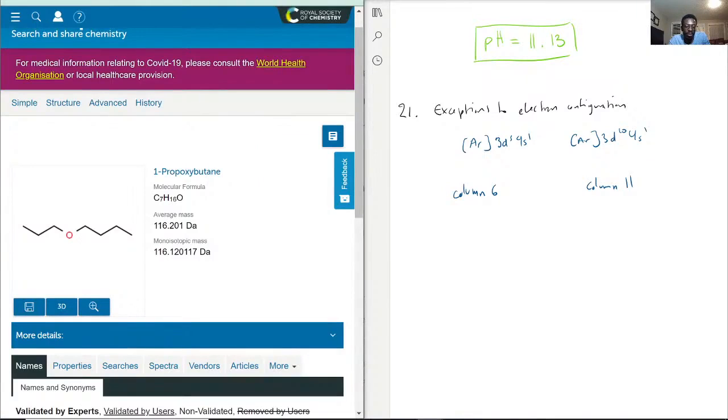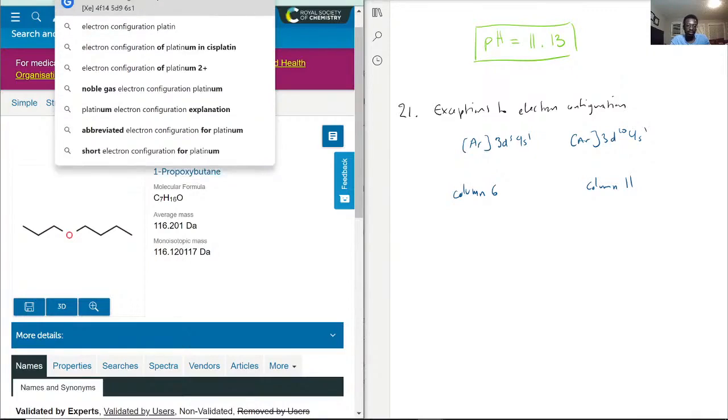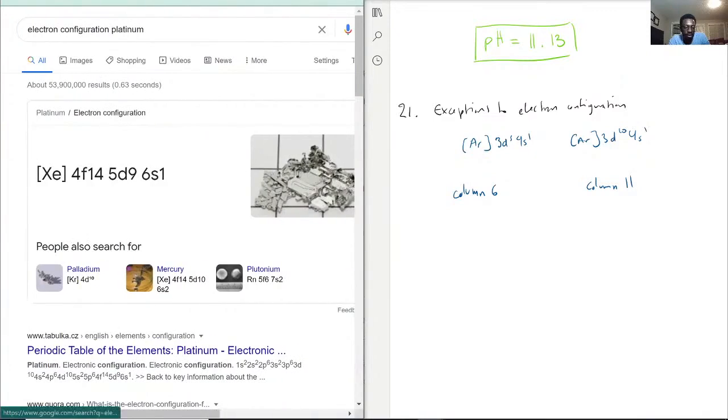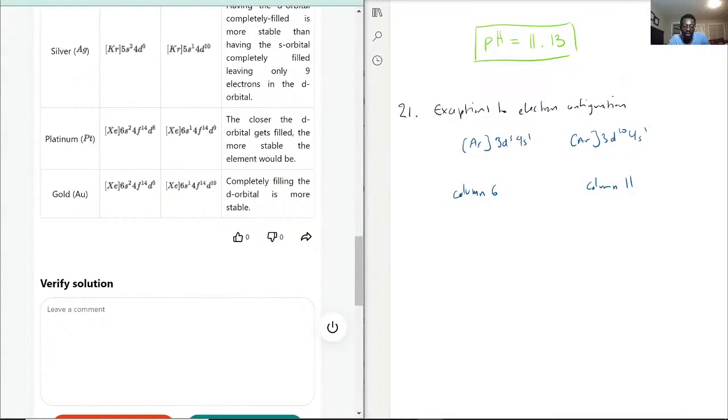Because platinum I don't really understand why. In fact, what I'm going to do here is search up electron configuration platinum. Yeah, I can't tell you why. So this is correct. That's great.